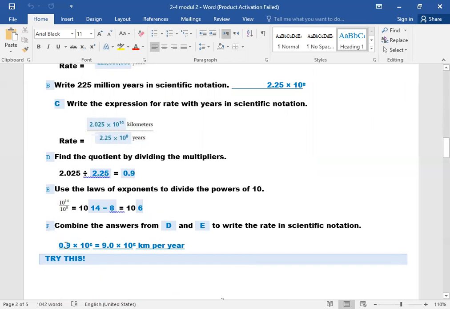This is not in scientific notation. So we are going to move one digit to the right, and decrease the exponent. So the answer for the rate will be 9 times 10 to the power of 5 kilometers per year.